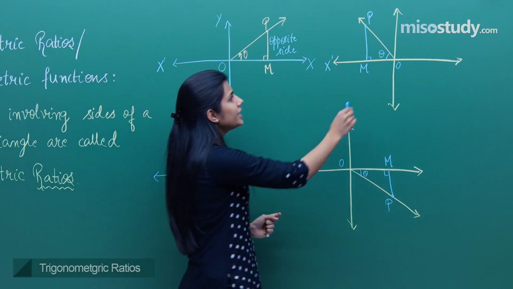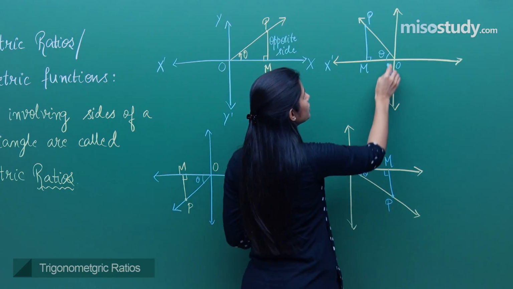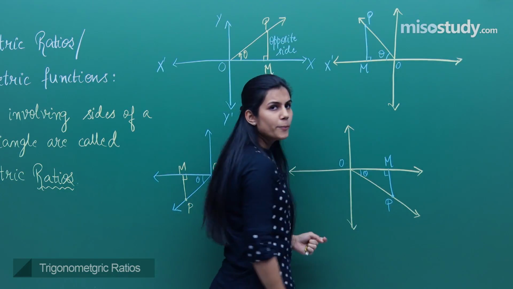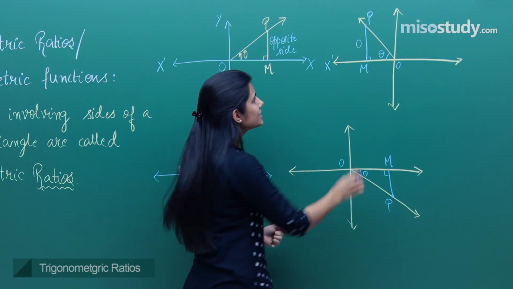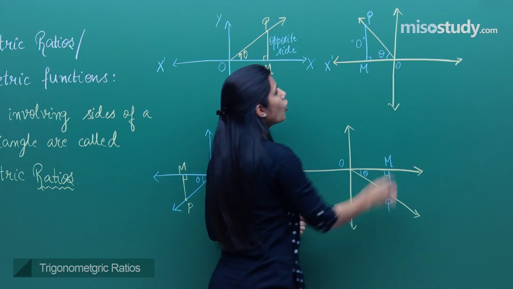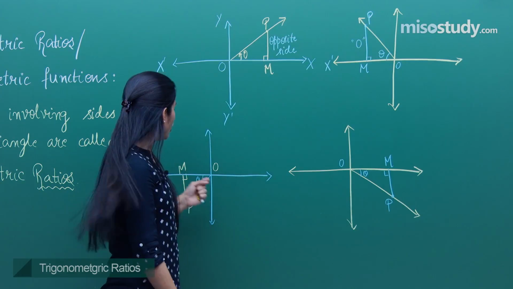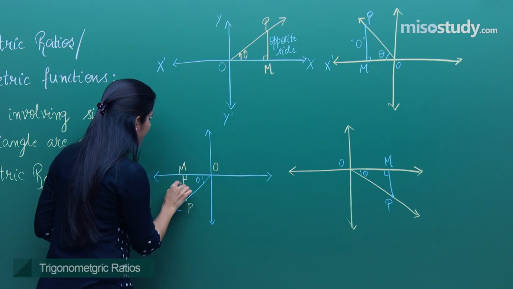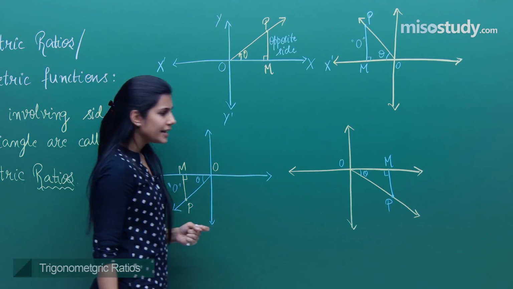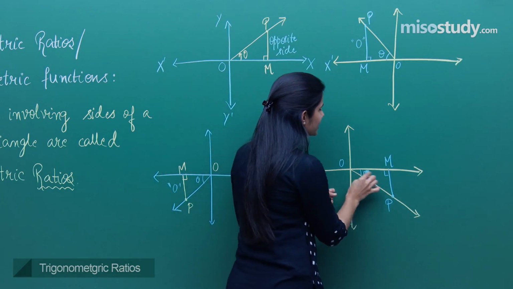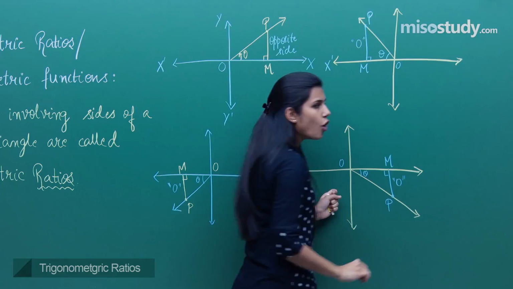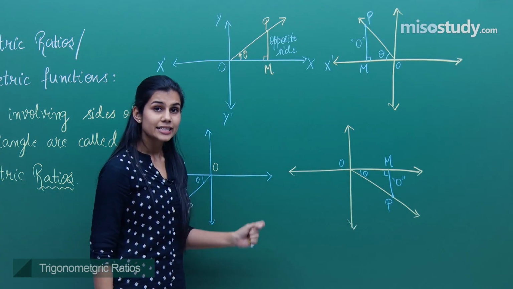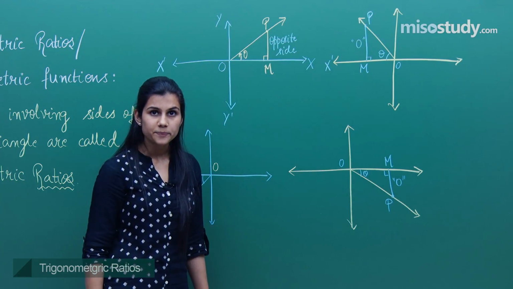If you move to the other triangle of reference also, the side opposite to the angle theta is your PM, and therefore that stands for the opposite side. Over here again PM is your opposite side, and over here again the side opposite to the angle theta is your opposite side in this entire triangle of reference.